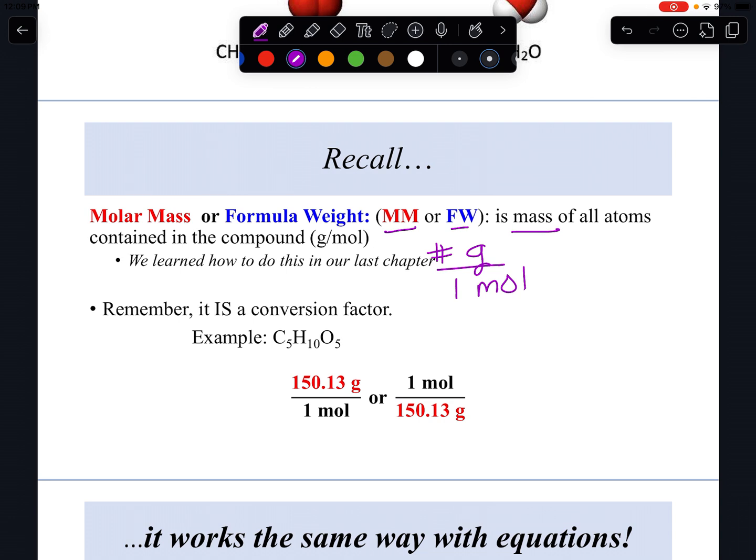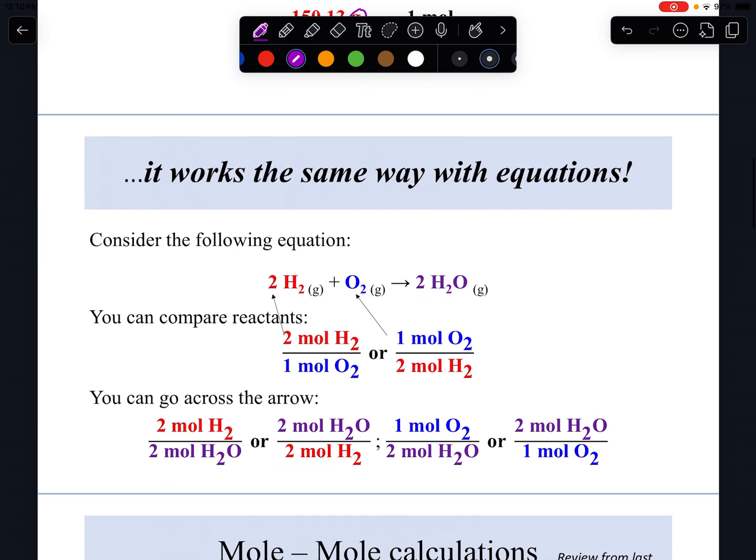Now, we can use this grams per mole as a conversion factor. So if I were to add up 5 C's, 10 H's, and 5 O's, I'd get 150.13, and that is how many grams are in 1 mole of the compound. Now, you can also utilize this by going from grams to moles by flipping it, and you're going to see how we use that here in a few moments.